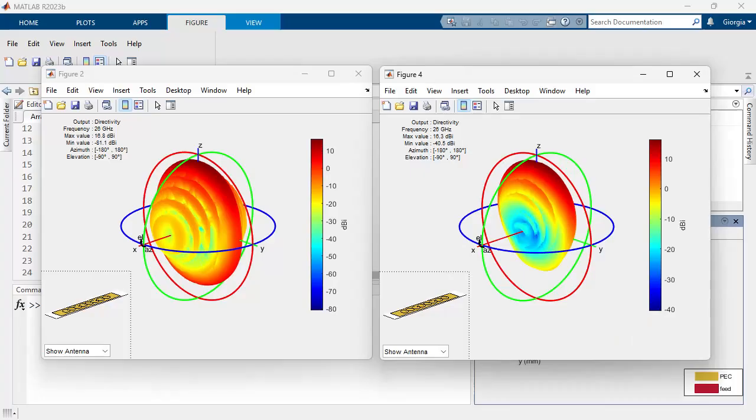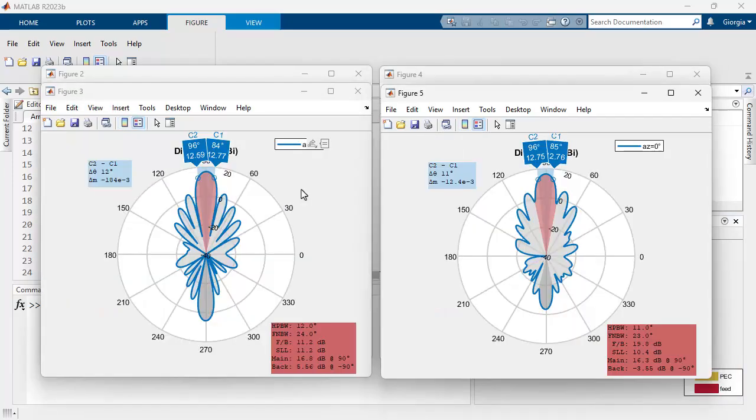Good, so we analyze our structure with the full wave results, taking into account coupling on the right-hand side and without coupling on the left-hand side. And we also force the scale to be the same. So you can see how without coupling the nulls are much deeper.